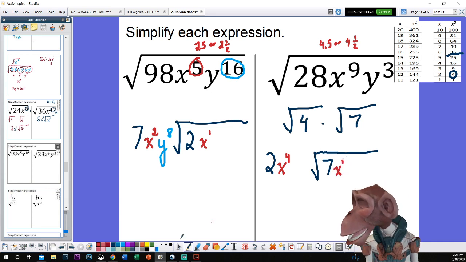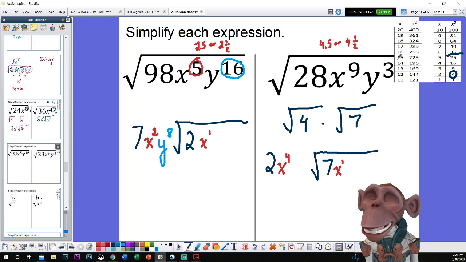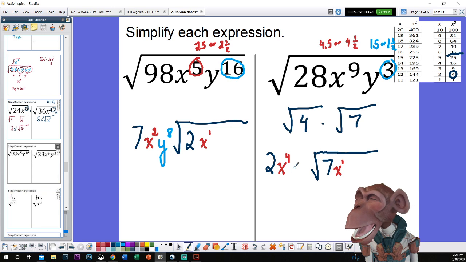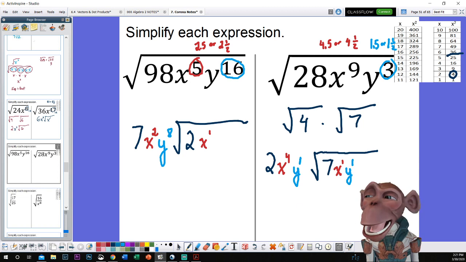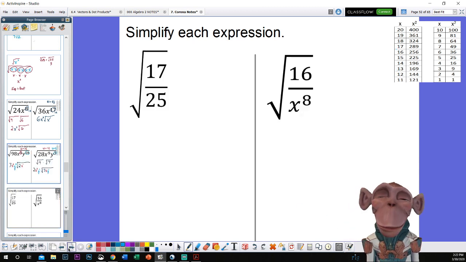Now let's worry about the y's. So for y, I have y to the 3rd power, so I'm going to divide this by 2. That gives me 1.5, or 1 1/2. So there will be 1y going on the outside, and there's 1y on the inside. And there it is. Okay, now let's move on to dividing.